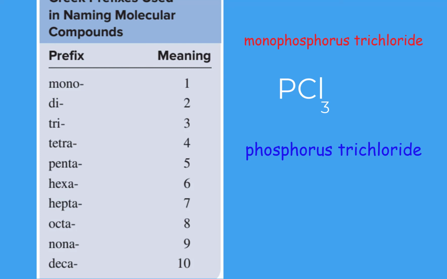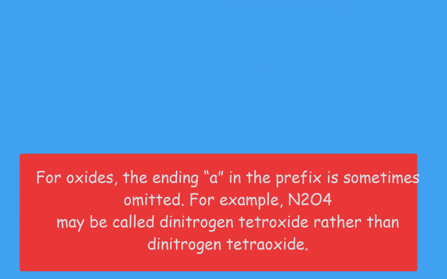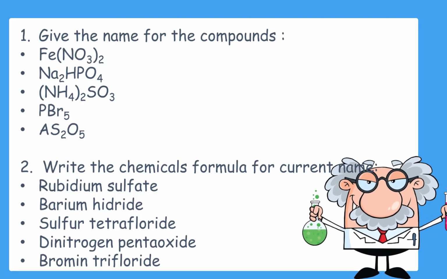For oxides, the ending "a" in the prefix is sometimes omitted. For example, N2O4 may be called nitrogen tetroxide rather than nitrogen tetraoxide. Let's check the concept, how you can try to give the name of it.